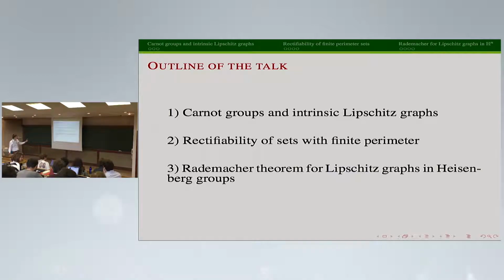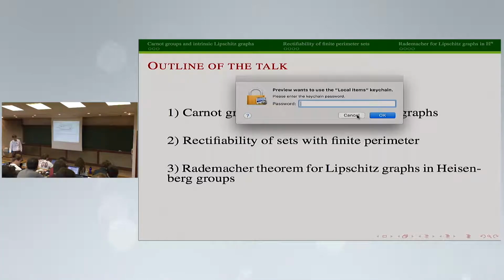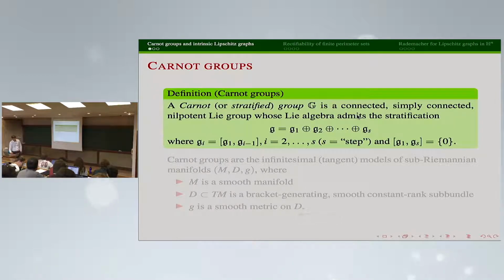So my plan is to start by introducing Carnot groups and the notion of intrinsic Lipschitz graphs in this setting, and then later I will deal with the two rectifiability issues I want to discuss, namely the rectifiability problem for sets with finite perimeter and the Rademacher theorem for intrinsic Lipschitz graphs in the more restrictive setting of Heisenberg groups.